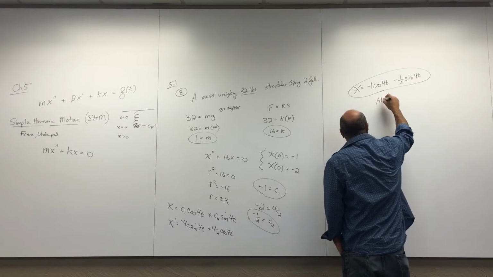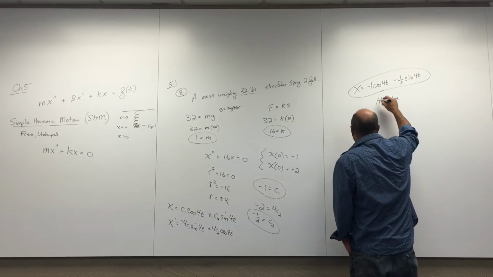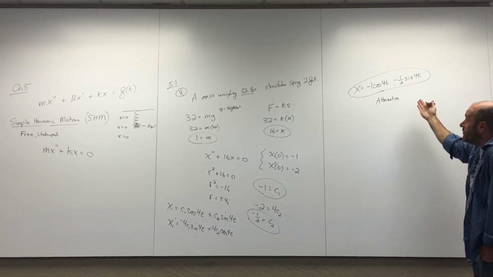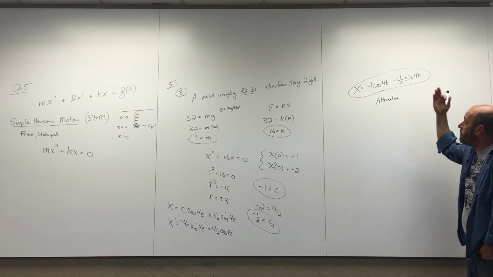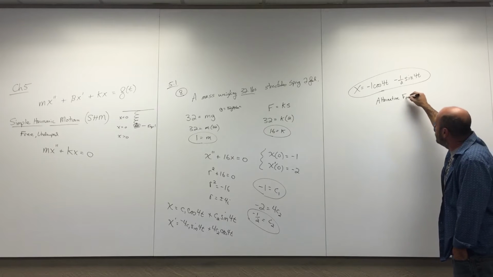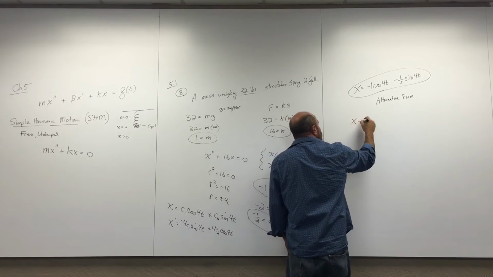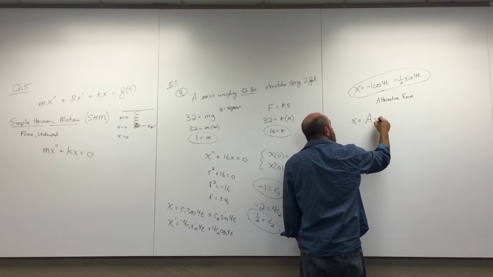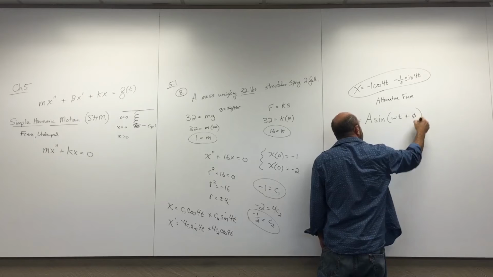I mean, it's not. But I don't want to leave my answer like this. It's an answer, it's the position equation of this spring, of this mass. But I want this alternative form. The alternative form is this: capital A sine omega t plus phi.